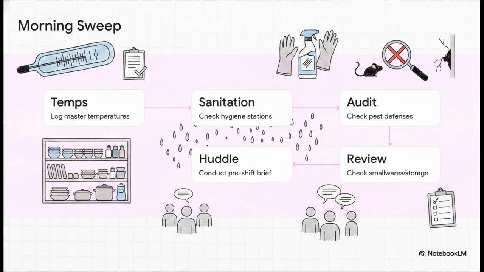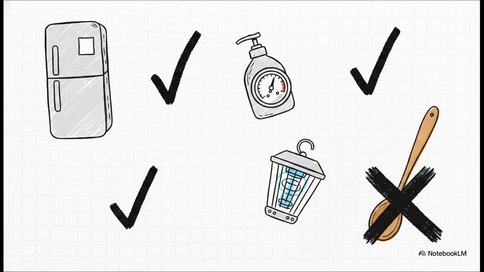1. Log the master temperatures. 2. Check all sanitation stations. 3. Audit your pest defenses. 4. Review smallwares. And 5. Do a quick pre-shift huddle with your team. Nailing this routine is the absolute best way to keep a kitchen audit ready. Let's drill down into the details of that walkthrough.